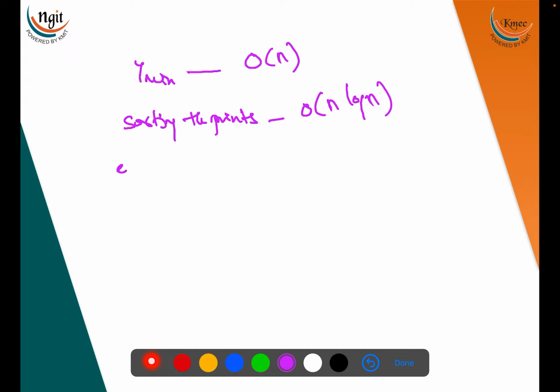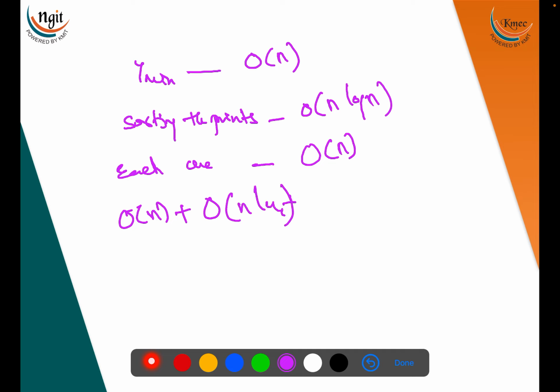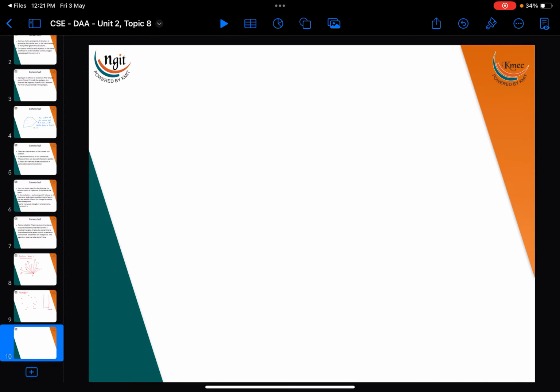And for each point we'll do the same process. For each point I'm saying it is a complexity of big O of n. So adding all these complexities, big O of n log n plus big O of n, finally it becomes big O of n log n. So this is the complexity of the Graham-Scan algorithm to find the solution for the convex hull. We'll see the algorithm of this too.